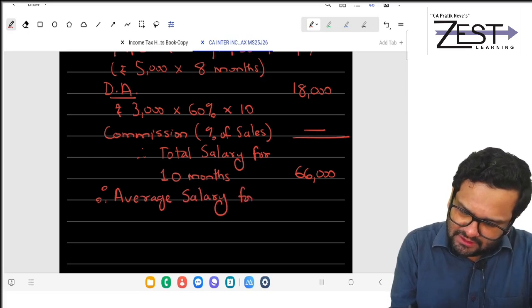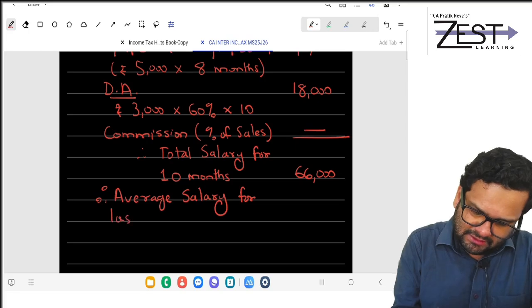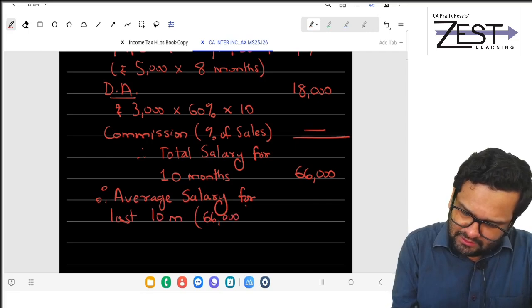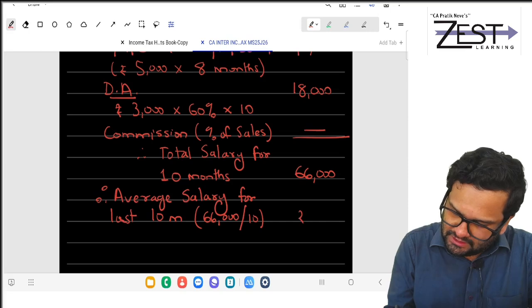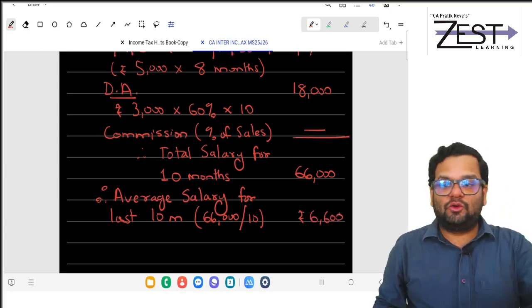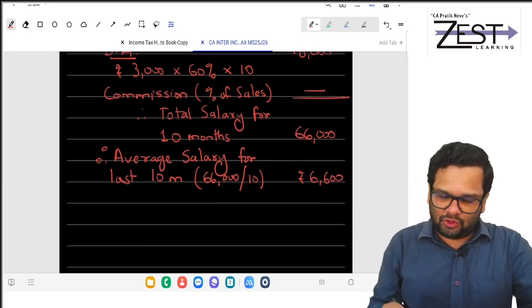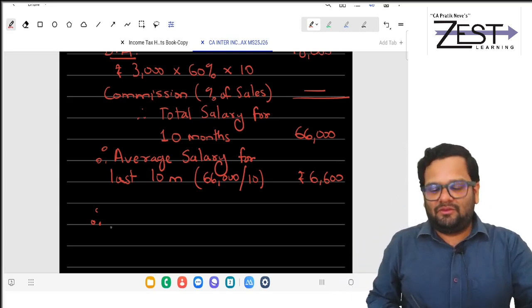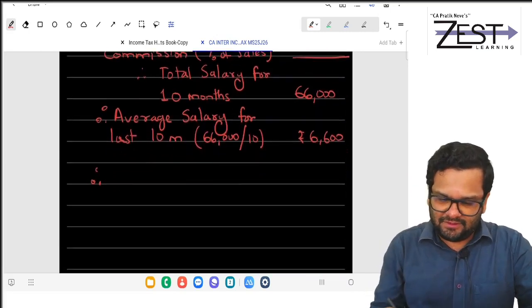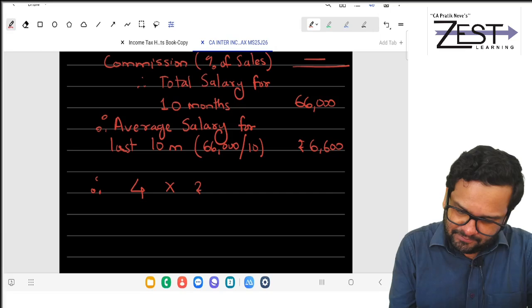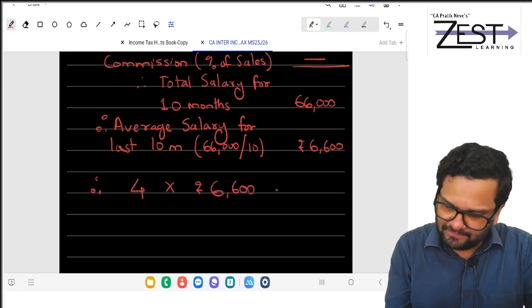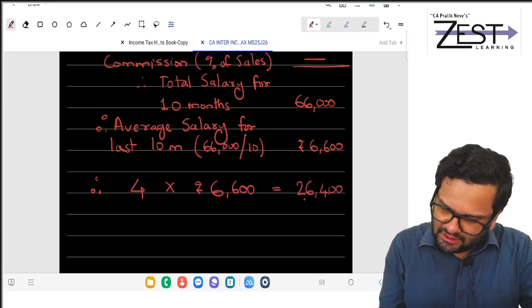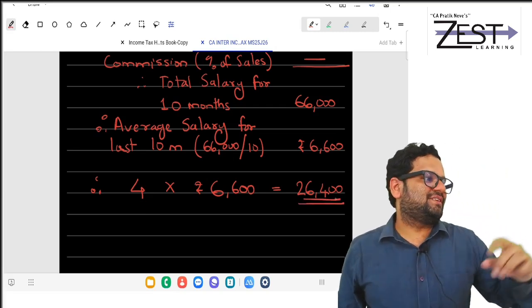Therefore, average salary for the last 10 months. So it will be 66,000 divided by 10. 6,600. First, you got the main figure. So therefore, the answer of this first step. Now you are getting the answer of the first step. First step, 4 months. 4 multiplied by 6,600. 26,400 is correct. This is the answer of the first step.